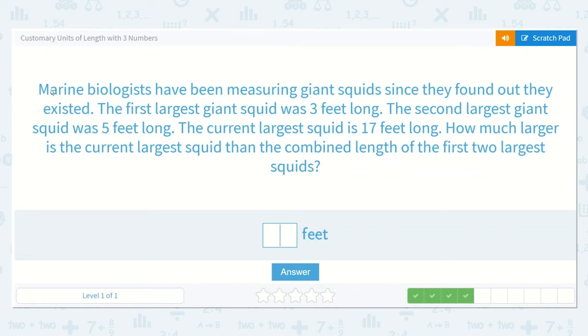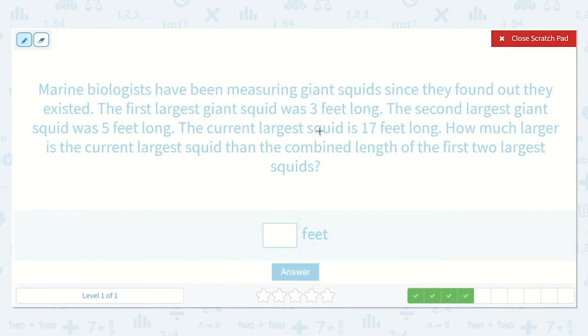All right, the next question says, marine biologists have been measuring giant squids since they found out they existed. The first largest giant squid was 3 feet long. The second largest giant squid was 5 feet long. The current largest squid is 17 feet long. How much larger is the current largest squid than the combined length of the first 2 largest squids?